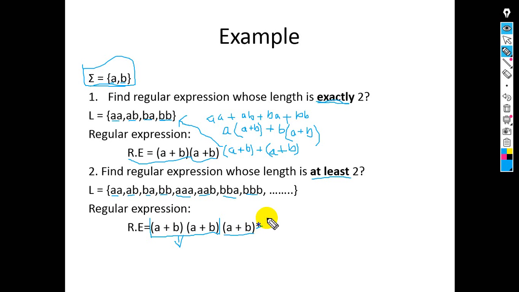So this is the regular expression for the language in which the length of the string will be at least 2.